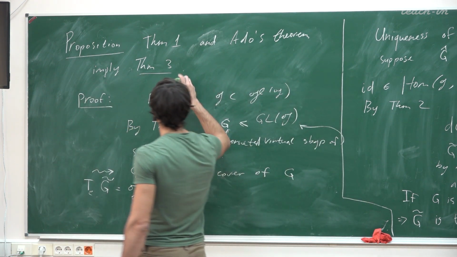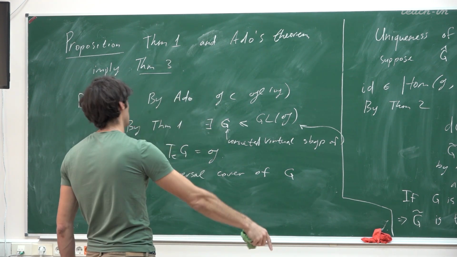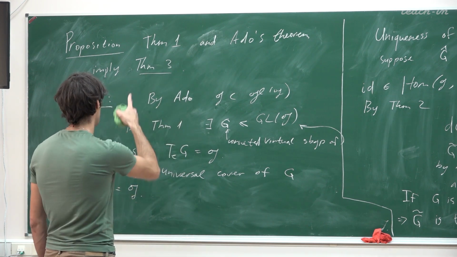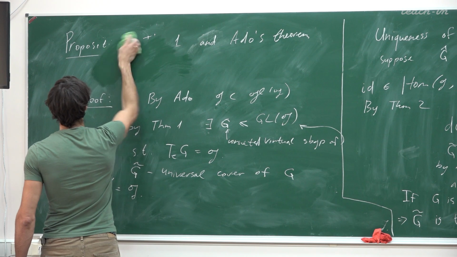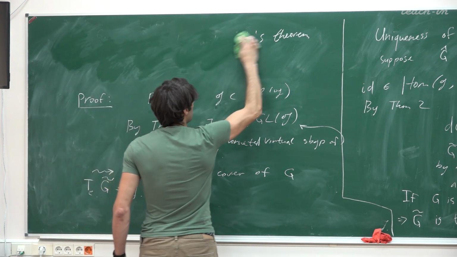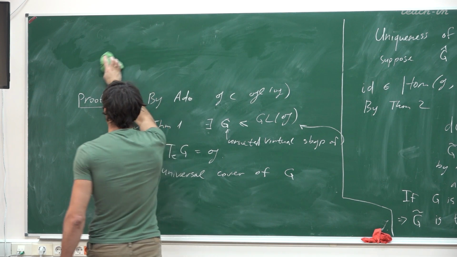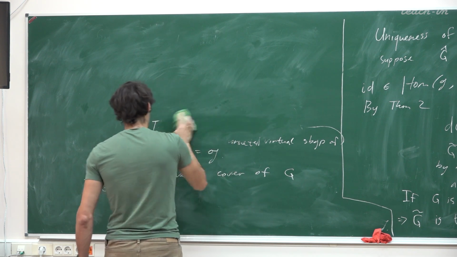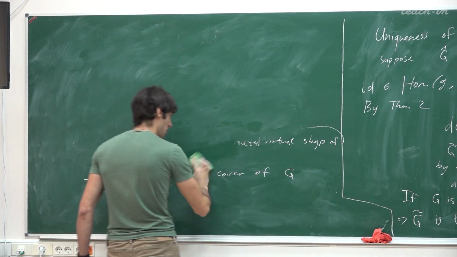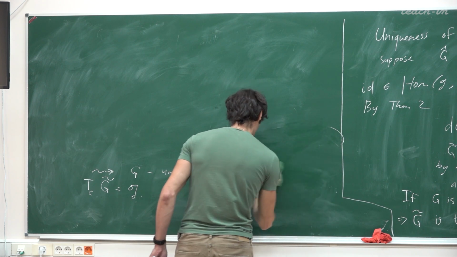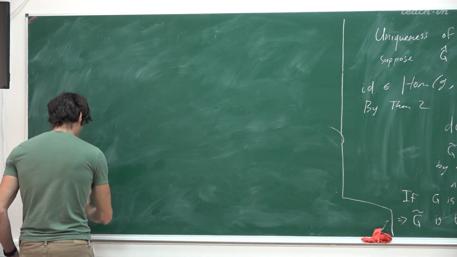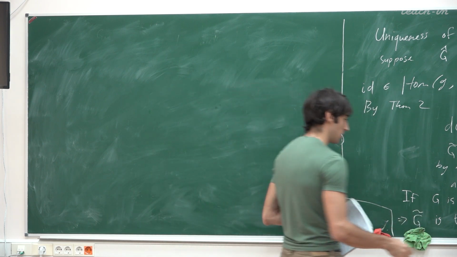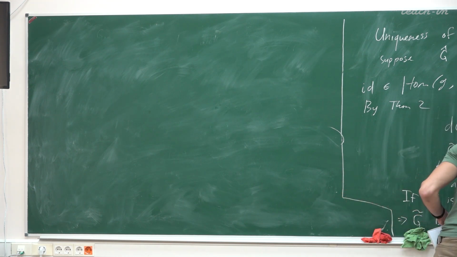All right. So Ado's theorem is the hard part that we will not do today. So let's try to do the other hard part, which is theorem 1. But again, for theorem 1, I will need what's called the Campbell-Hausdorff series. So let's formulate it as a theorem.